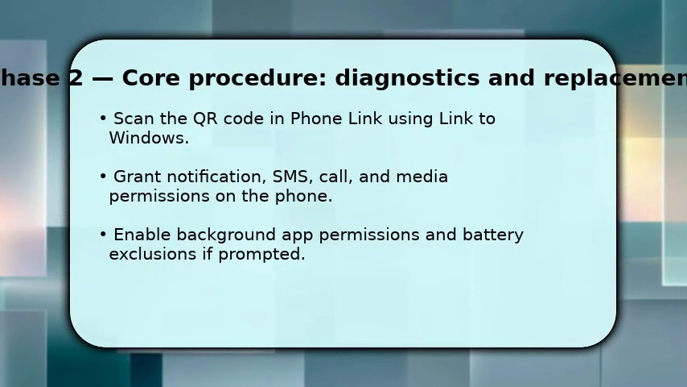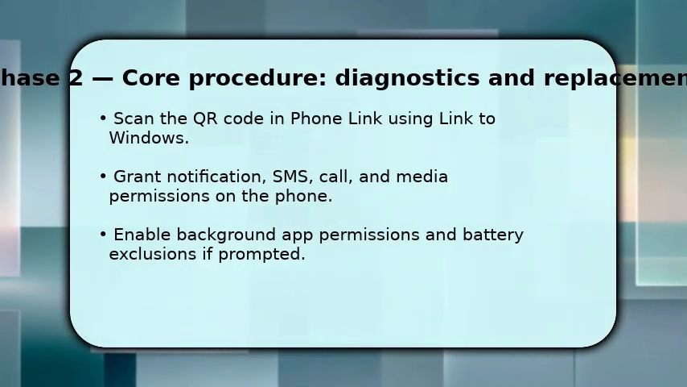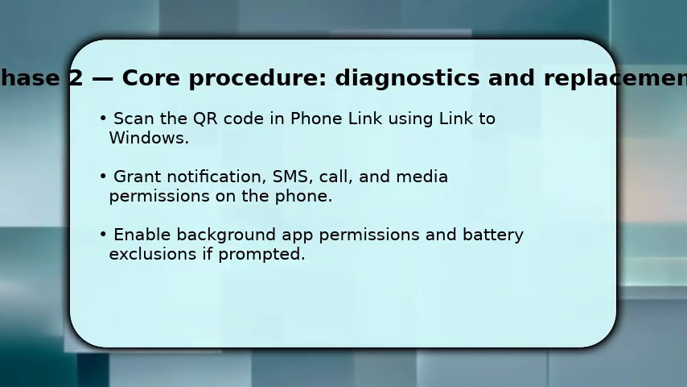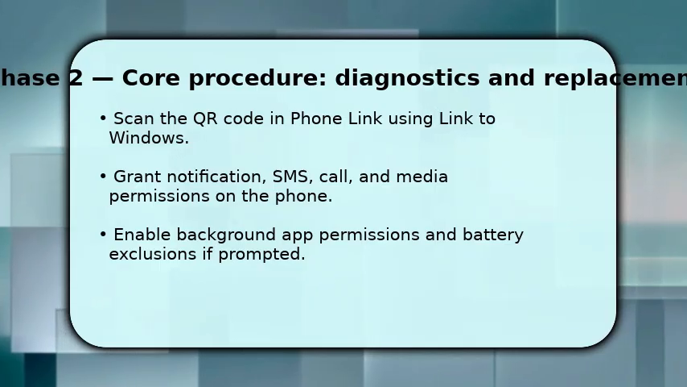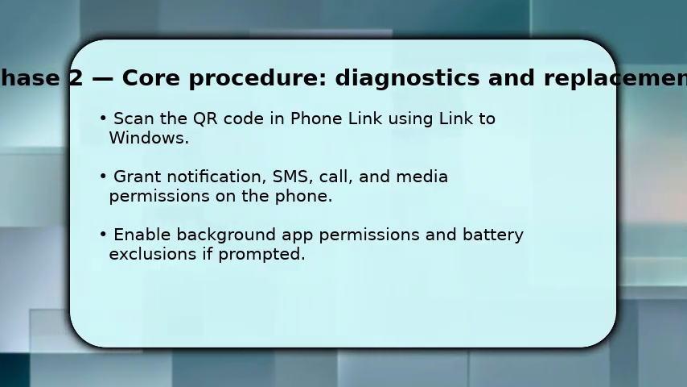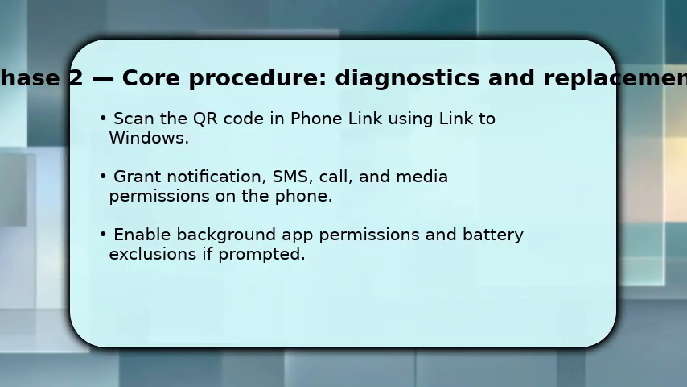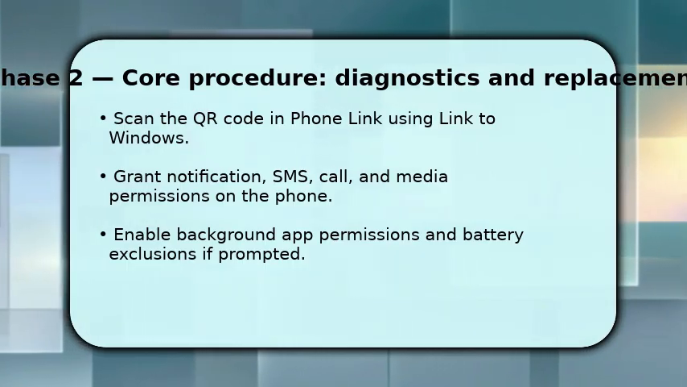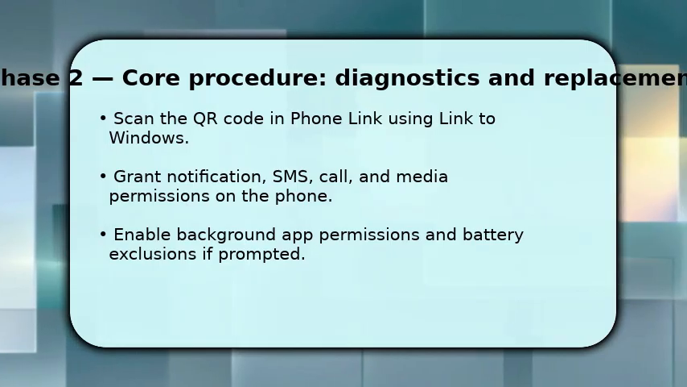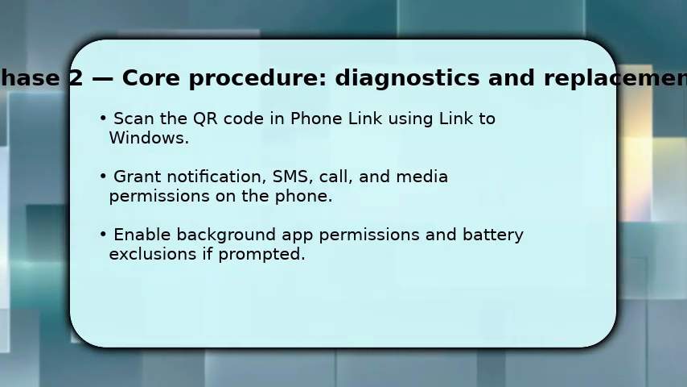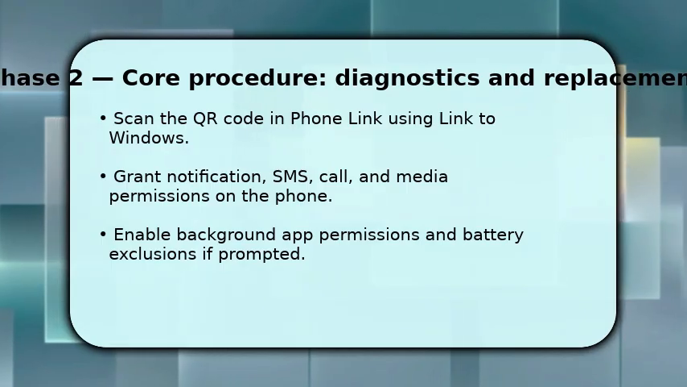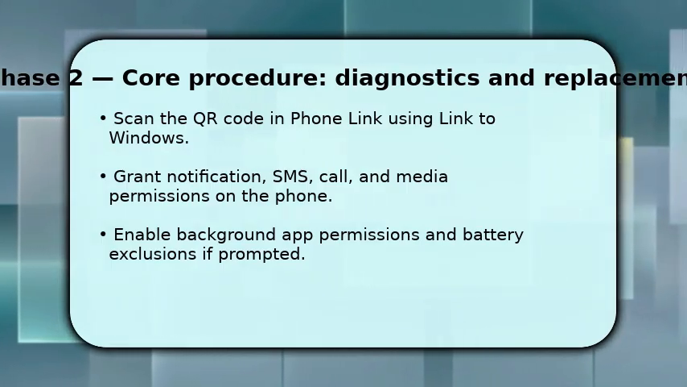After scanning the Phone Link QR code with Link to Windows, you must accept several permissions: notifications, SMS, calls, and media access, so features function correctly. Give background activity and battery exclusion permissions to prevent the phone from pausing the link. Otherwise, disconnections occur. Once permissions are granted, Phone Link will request access to your phone's apps and files. Confirm those prompts to enable app streaming and file drag and drop.